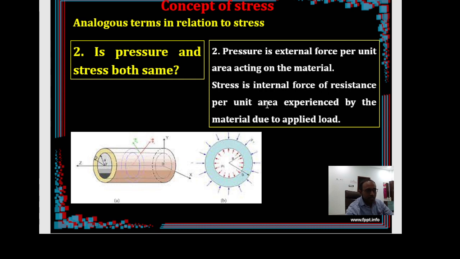It is actually a resistive force. So the internal force of resistance per unit area experienced by the material is called stress, whereas the external force per unit area acting on the material is what is called pressure.